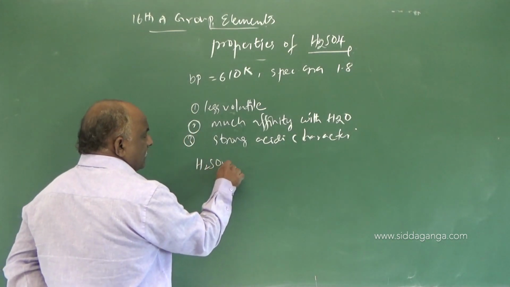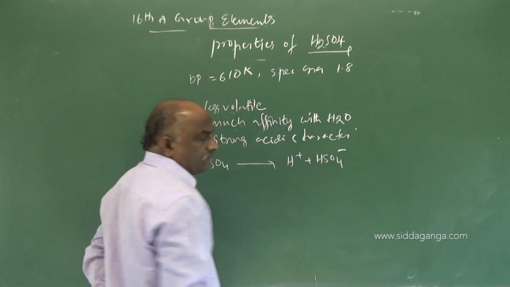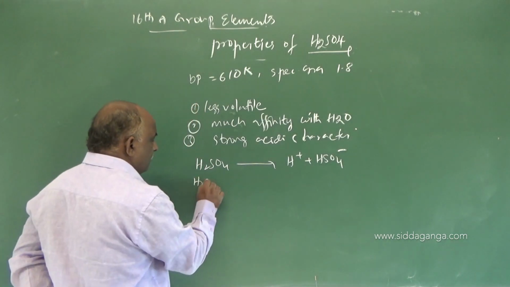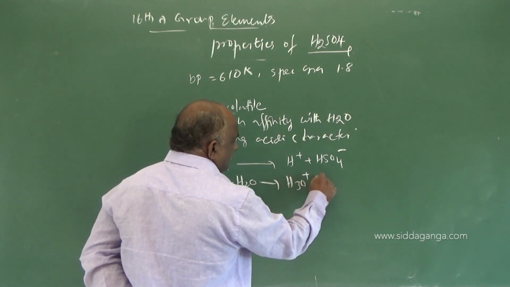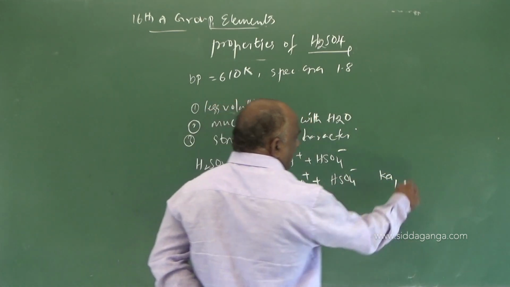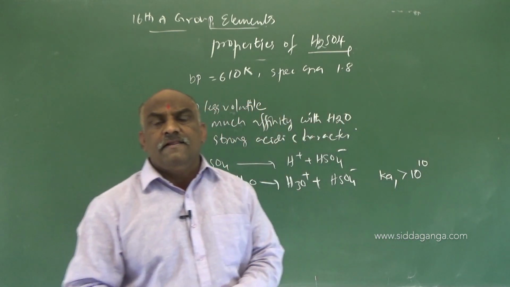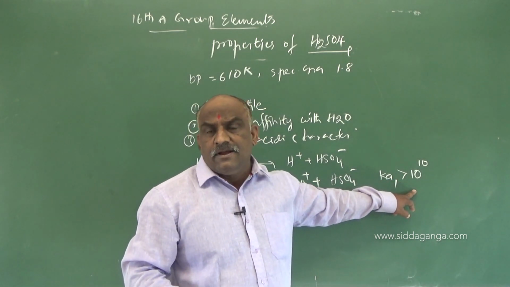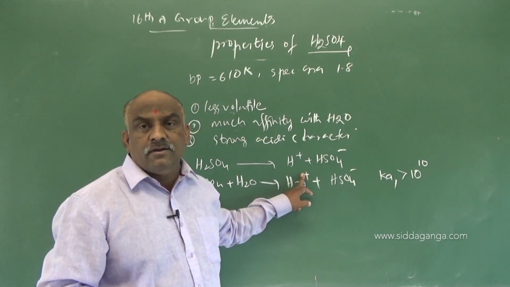See this, H2SO4 ionizes. What we will get? H plus plus HSO4 minus, or you should add H2SO4 plus water. What we will get? H3O plus plus HSO4 minus, and here Ka1 is greater than 10 power 10. Large extension, Ka value is very large. Larger extension means donation of proton.